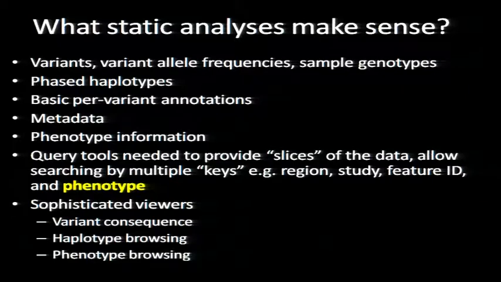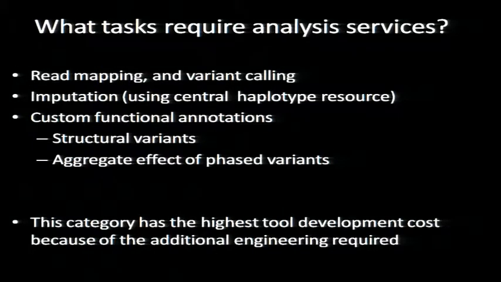Also, if we were to provide haplotypes, how to browse the haplotypes and phenotypes, as I talked about. So what tasks are more dynamic, such that it makes more sense to provide tools to analyze these dynamically and provide customized content? Read mapping and variant calling for users' own data, and this is ongoing. There are a number of projects funded by NHGRI, the Broad has one, and Gonzalo and I are running one of these, which is aiming to make these tools available in an integrated analysis environment for users. Imputation: we've been talking about the possibility of a central haplotype resource and associated computing infrastructure that allows imputation of individual data into the central haplotype resource.